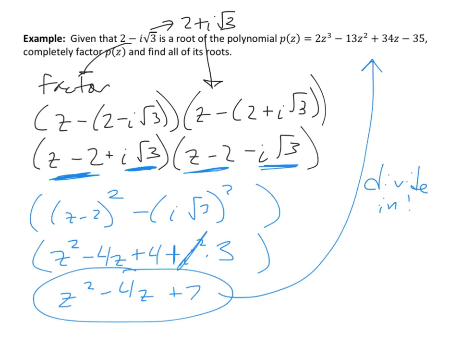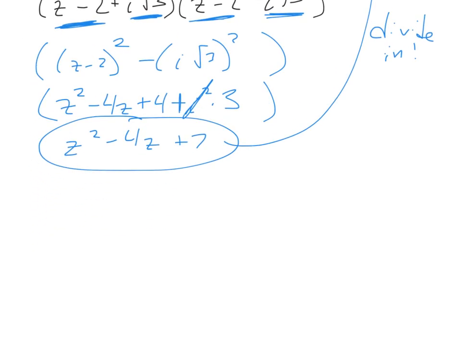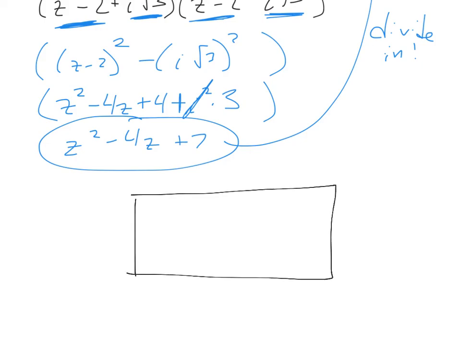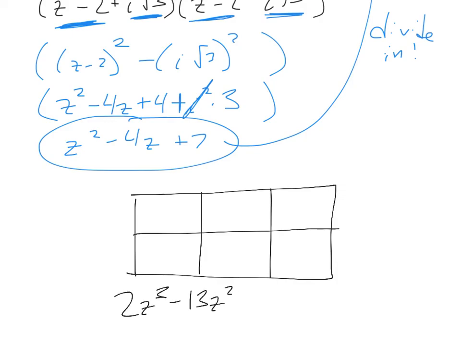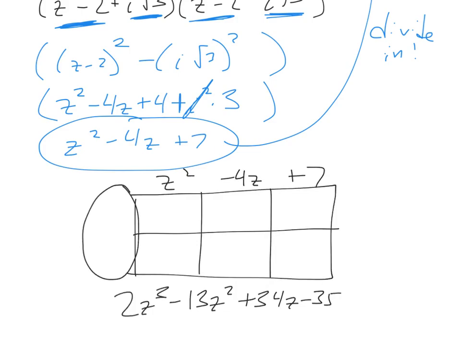My suspicion is that most of you are going to want to do that division by using something like Polydoku, or the backwards box method kind of thing. So the idea there is that you're looking at it saying, well, I know that this cubic, 2z cubed minus 13z squared plus 34z minus 35, is supposed to be z squared minus 4z plus 7 times something. So I'm going to put what I know of this into here, figure out what this is, and check and make sure that the middle stuff all works out.